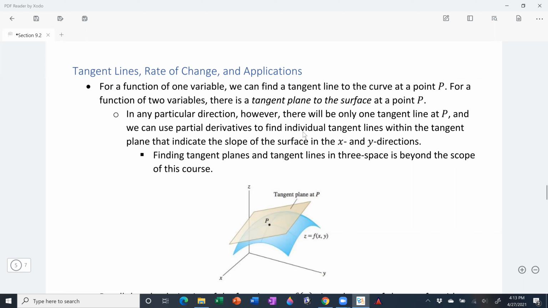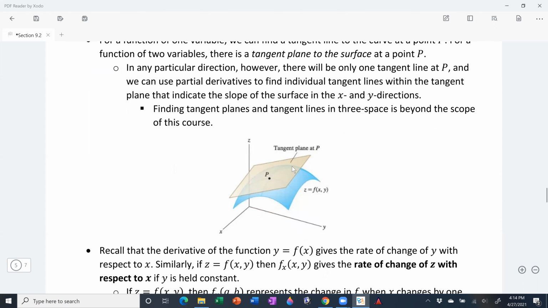And we can use partial derivatives to find individual tangent lines that would all be within the tangent plane that indicate the slope of the surface in the X and Y directions. But unfortunately, and I know that you're terribly disappointed, finding tangent planes and tangent lines in 3-space is beyond the scope of this course. So we're not going to be dealing with tangent lines and tangent planes with multivariables, but I wanted to mention it because it is definitely a curiosity and something that we could go absolutely crazy talking about. Really awesome topic, but we're not going to be focusing on that one.